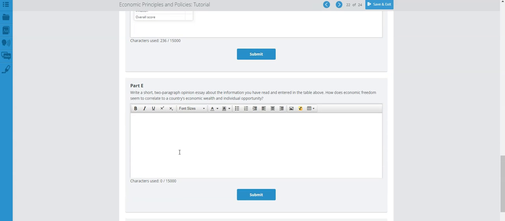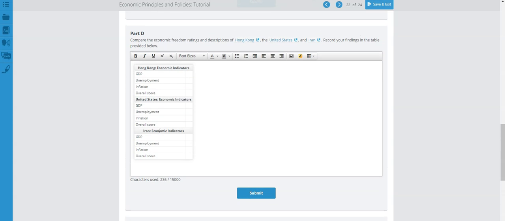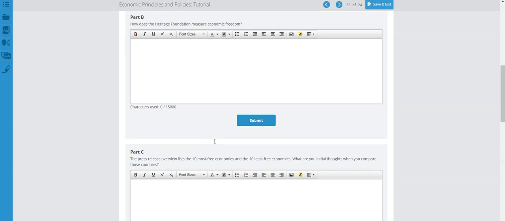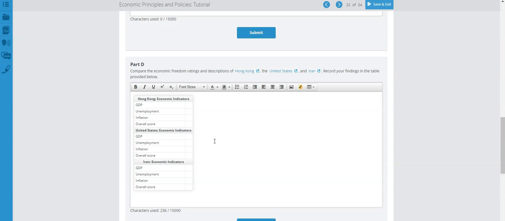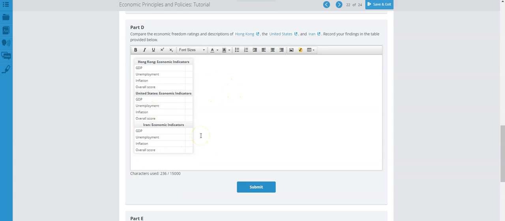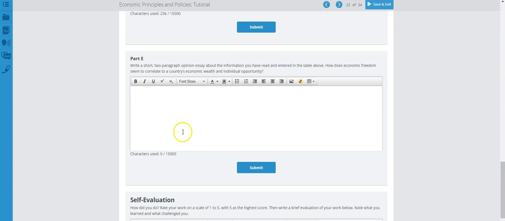Part E, which is the last part, says you need to write a short 2-paragraph opinion essay about the information you have read and entered in the table below. How does economic freedom seem to correlate to countries' economic wealth and individual opportunity? Very good question. You have to use all the information that you gathered before, like what economic freedom is, how you measure it, and the freedom ratings and descriptions of Hong Kong, the United States, and Iran. So you have all the information to put together a good, solid 2-paragraph essay. Make sure that each paragraph is well detailed. You're providing enough information so that your teacher who's reading your work will be impressed by what you did.